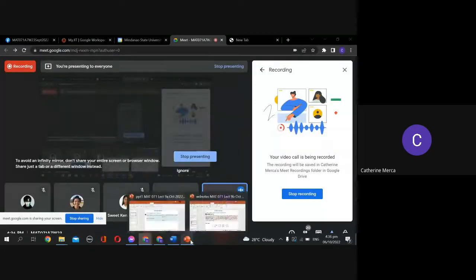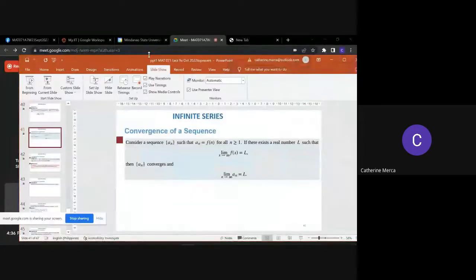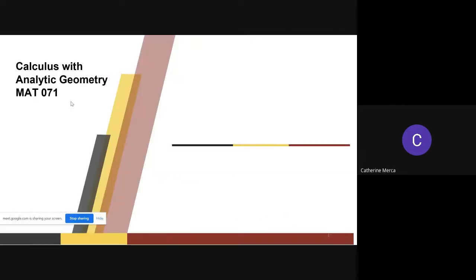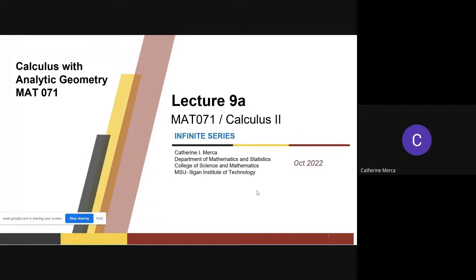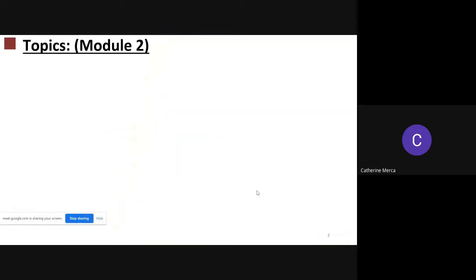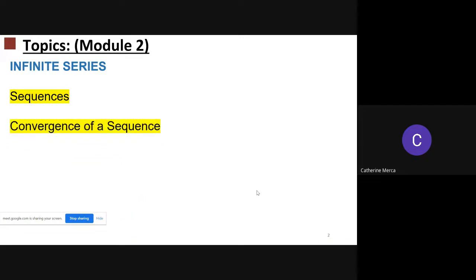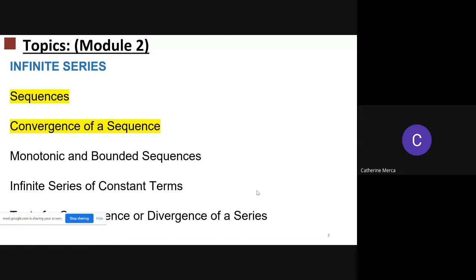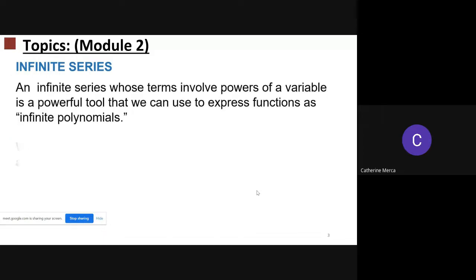So let's just have a review on what we had yesterday. So yesterday we discussed this, na? Your infinite series. Mabilisan lang to ha. Review lang natin what we had. So we discussed sequences and convergence of a sequence. And then what have we learned?